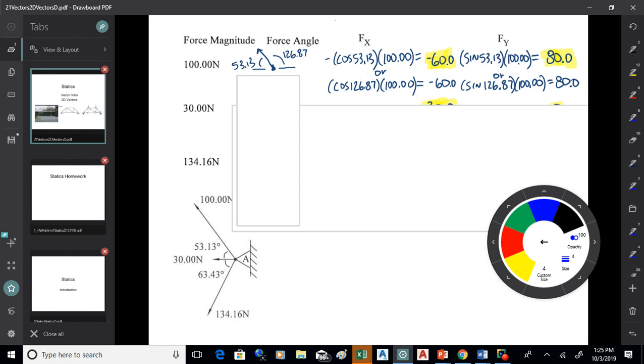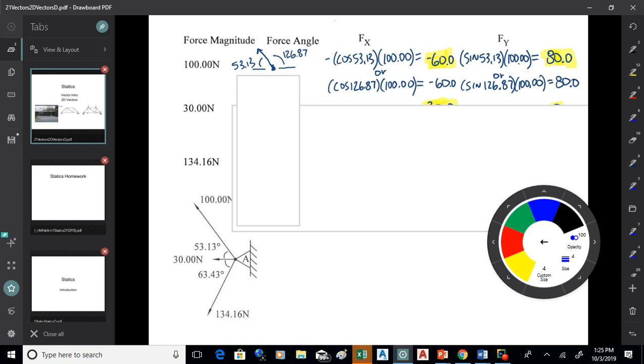Now I can do this one of two ways. I can call that angle 53.13, and if I do that, I have to recognize that I have to put the signs in by looking at it. The other approach I can use is to always use the angle from the positive x-axis. Then I don't have to worry about the signs, okay?